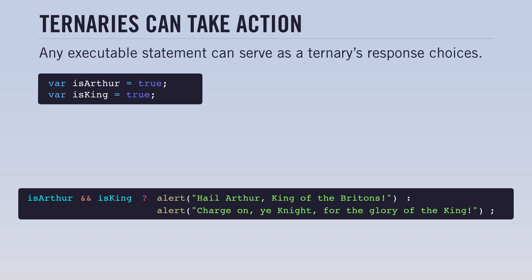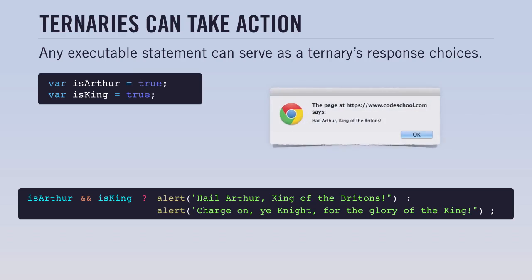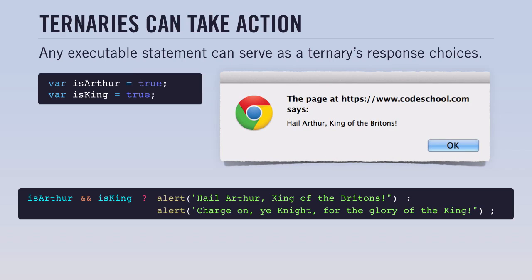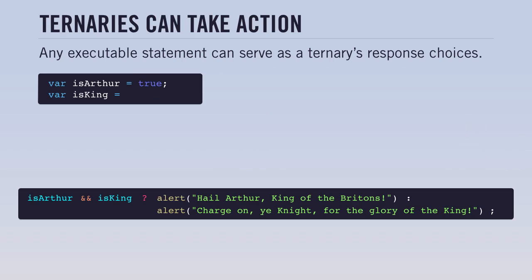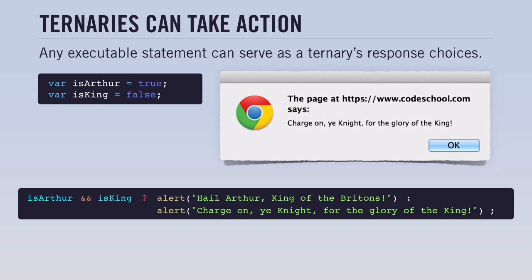And you can see that since both of our variables are now true, apparently we've got the king in the house, we get an alert that comes out and says, Hail Arthur, King of the Britons. If we change isKing to false, we've got that dude Arthur again, not the king, just some random. And when we execute the ternary conditional, you can see that we get the correct alert for that situation.